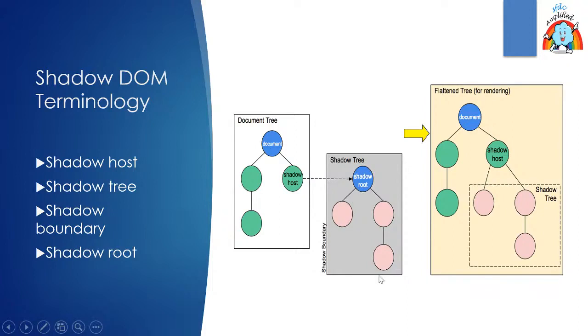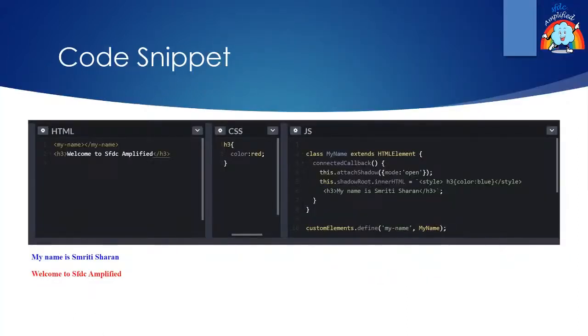Let's understand it with the code snippet. Here, the same code is there, but suppose we want a different color, like I just discussed. We want a different color for both H3s, but both are H3, so how can we change the color, because here we put it as red?